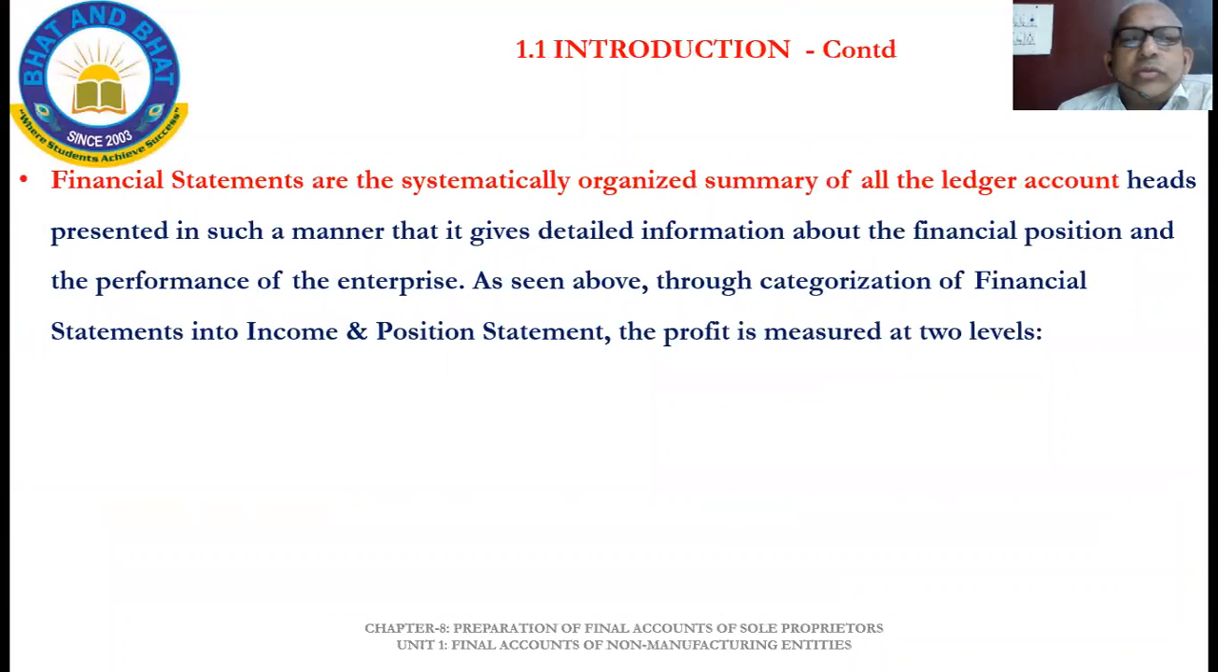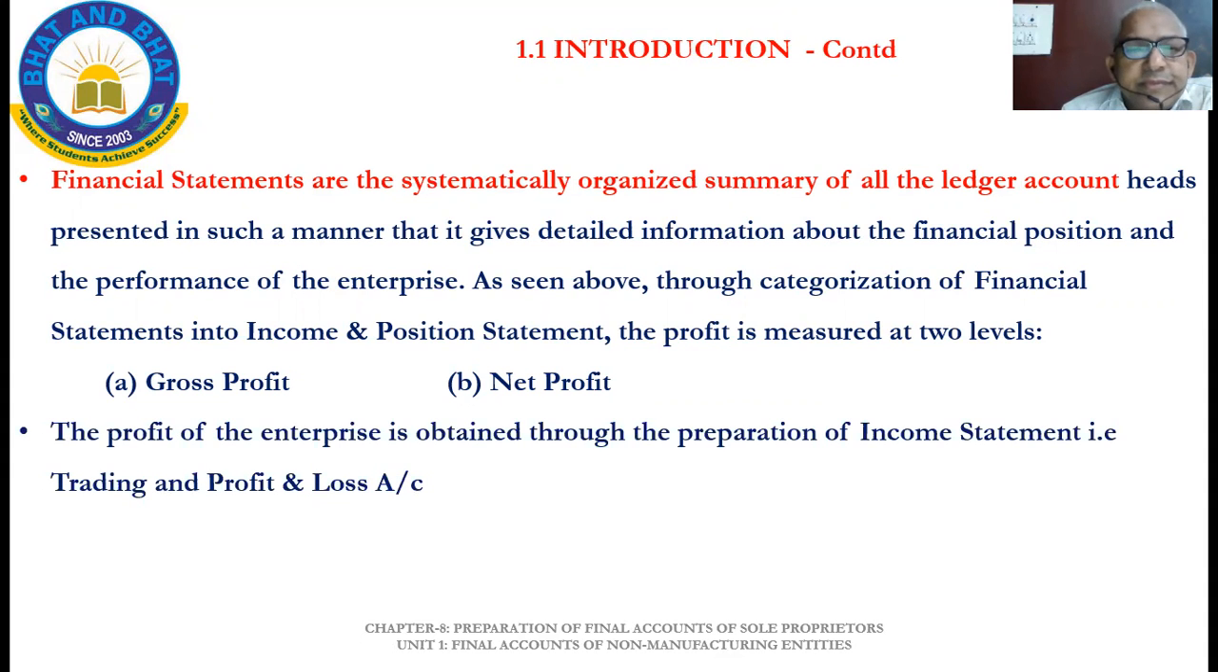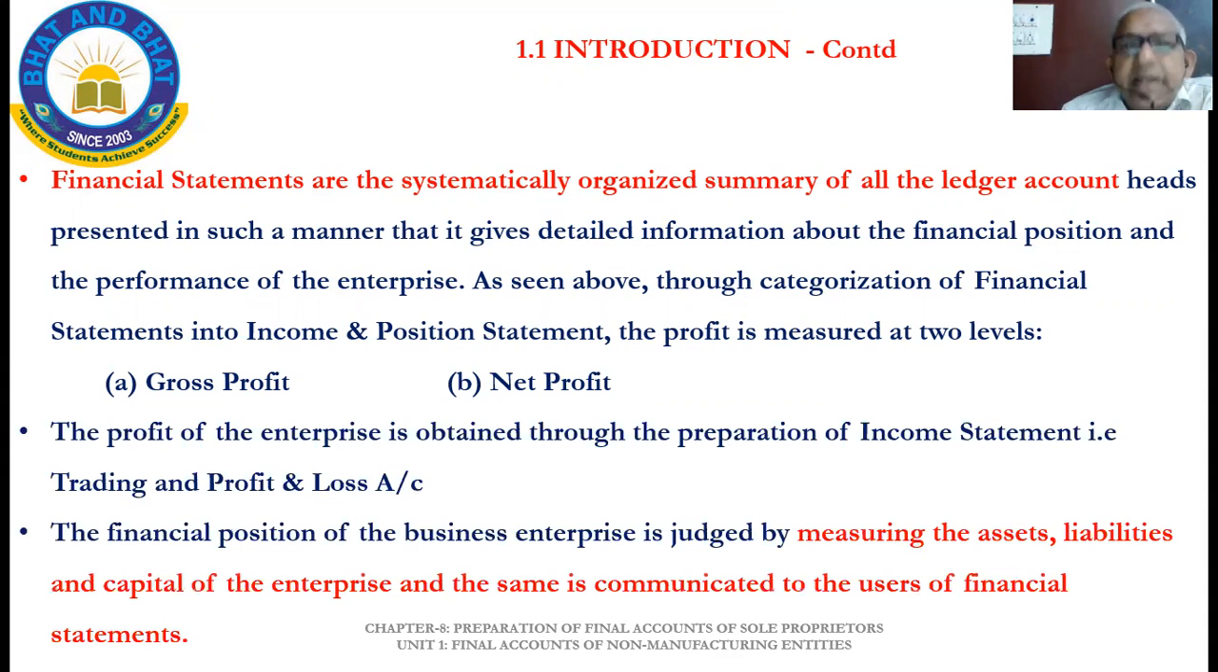Now, systematically organize a summary of all the ledger accounts, as you are already aware, from journal to ledger. Then ledger accounts will be balanced. Those balances will be taken to the trial balance. From the trial balance, trading, profit and loss account and balance sheet will be prepared. Trading account will, as I told you earlier, reflect gross profit or gross loss. P&L account, profit and loss account, will show net profit or net loss. And balance sheet will show the position of the assets and liabilities at the end of the period.